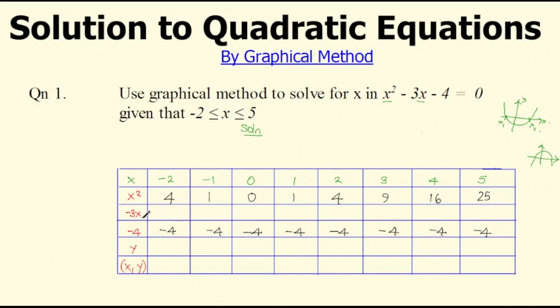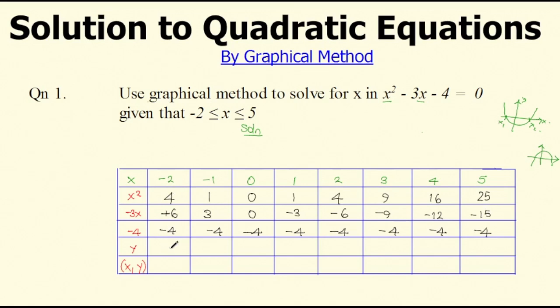Then let's move to the next one. We replace x by negative 2 for this column. So we have negative 3 times negative 2, we get positive 6. Then we move on, negative 1 and negative 3, making 3. So 0 times negative 3 is 0. 1 times negative 3, we get negative 3. Then 2 times negative 3, we get negative 6. 3 times negative 3, we get negative 9. 4 times negative 3, we get negative 12. And finally 5 times negative 3, we get negative 15.